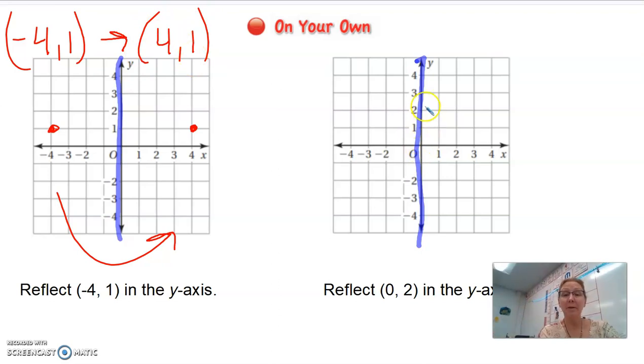This one is 0, 2. It's again like that other tricky one on the x. If it's already in the y-axis, there's nowhere for it to be reflected. 0, 2, the reflection is the same.